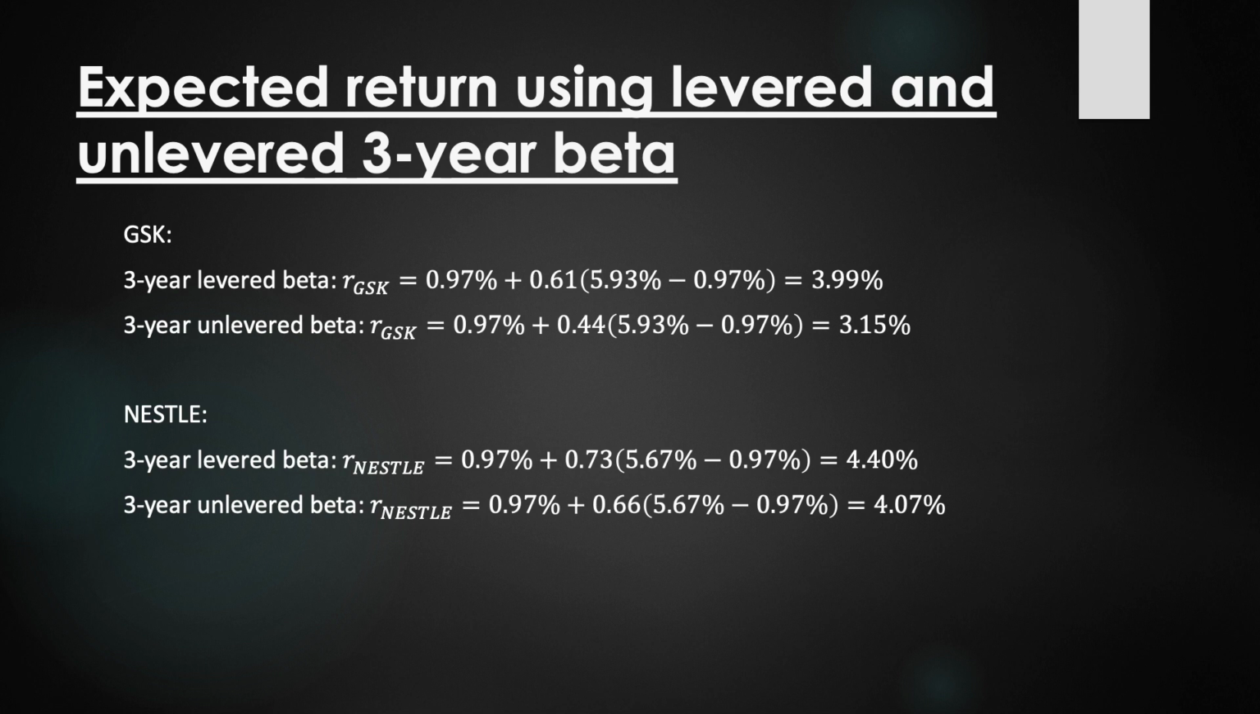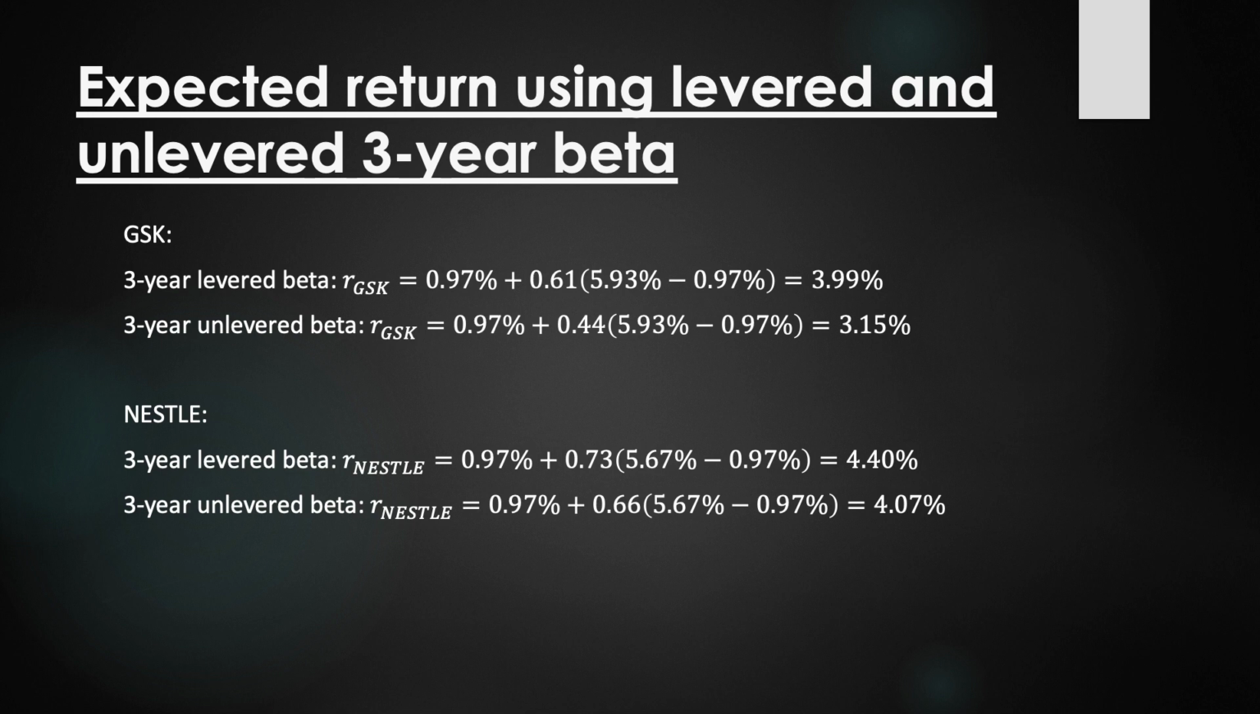A stock's levered beta is equal to its unlevered beta multiplied by 1 plus the firm's ratio of debt to equity. Therefore, a stock's beta and its expected return increases as its debt ratio increases. The increase in beta reflects the additional systematic risk generated by financial leverage. The resulting increase in expected return reflects the increase in the financial risk premium required by investors as compensation for additional risk. As can be seen, Nestle has a high return compared to GSK when using the 3-year levered and unlevered betas. This is because GSK has a higher debt to equity ratio, thus a lower unlevered beta than Nestle.